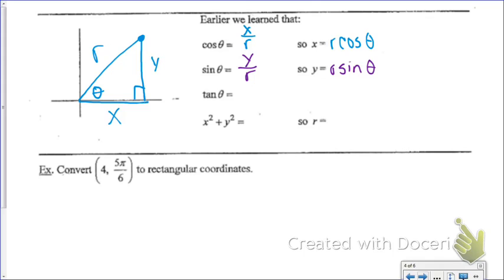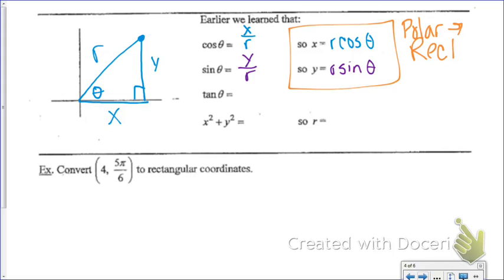Now those two equations I just came up with are actually how I can convert my polar coordinates to rectangular coordinates. Because if I have an r and a theta, this is how I can get an x and a y from those. This also helps us understand a little bit better why x always relates to the cosine function and sine relates to the y function. You can kind of see where those come from now.